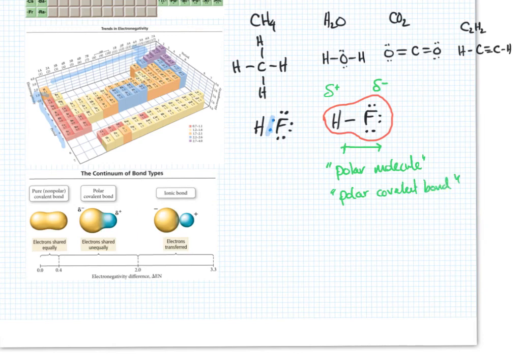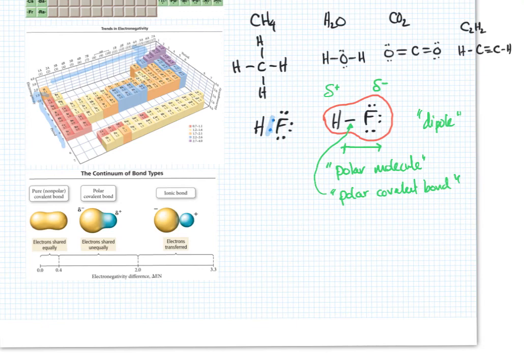All right, so that chemical bond right there, that covalent bond, is called a polar covalent bond, and the entire molecule is called a polar molecule because there is permanently built into the molecule a partial positive and a partial negative side. We also call this a dipole, where we have a positive and negative charge. All right, so how do we determine whether something's polar covalent or not?